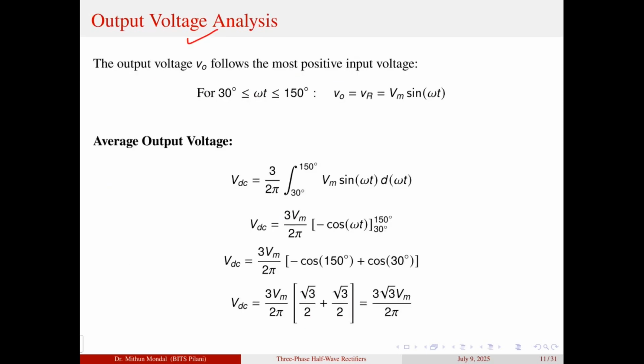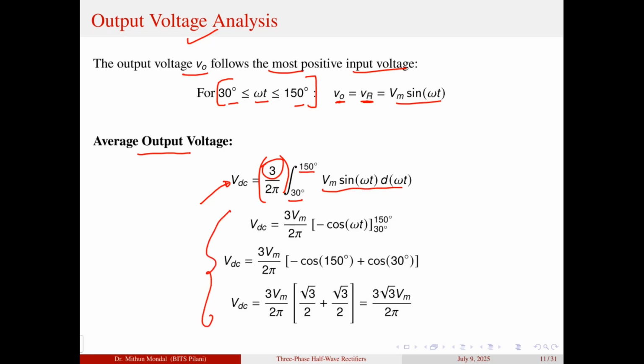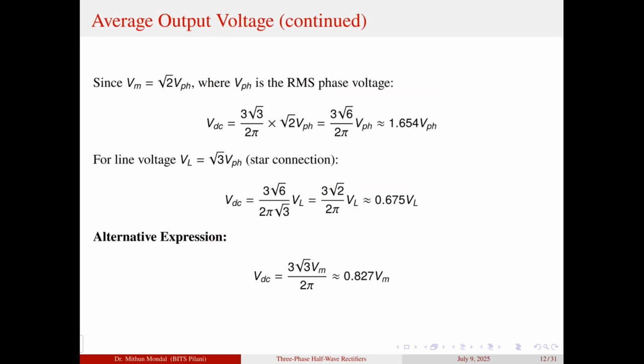So if we do the output voltage analysis, the output voltage V0 follows the most positive input voltage. For the conduction from 30 degrees to 150 degrees omega t, the output voltage V0 along the resistive load VR is equal to Vm sine omega t. To find the average output voltage VDC, we need to integrate from 30 degrees to 150 degrees, because that is the conduction. Here you have 3 by 2 pi, because 1 by 2 pi is for one cycle, and because we have 3 cycles, it is 3. Then we integrate Vm sine omega t d omega t. Ultimately, when we do this calculation, we find that VDC is 3 root 3 Vm by 2 pi. So this is the average output voltage.